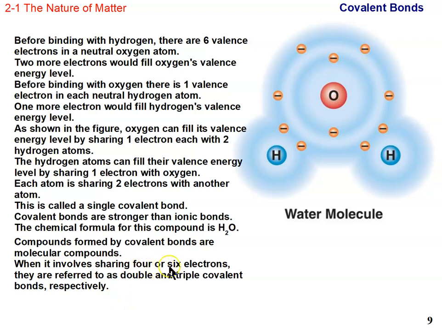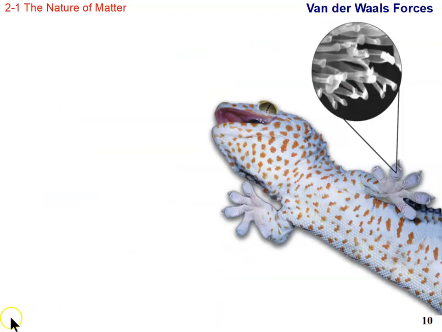When it involves sharing 4 or 6 electrons, they're referred to as double and triple covalent bonds. So when 2 electrons are being shared between atoms, that's a single covalent bond. If there are 4 electrons being shared, that's a double covalent bond, which is even stronger. And when there are 6 electrons being shared between two atoms, that's a triple covalent bond, which is even stronger. So that's bonding between atoms, ionic and covalent bonding.